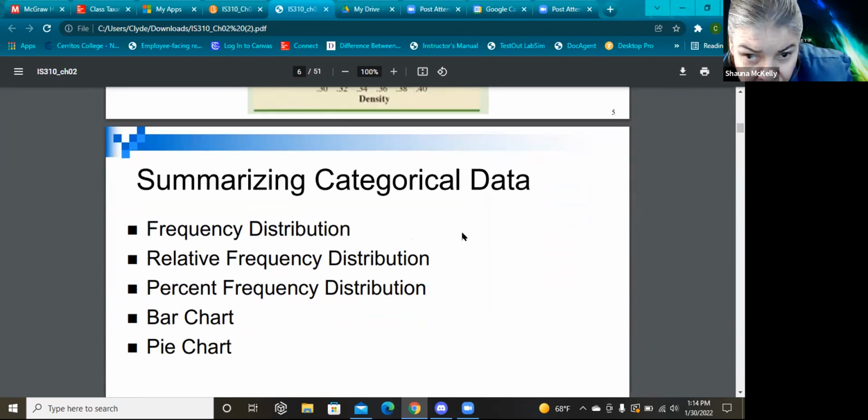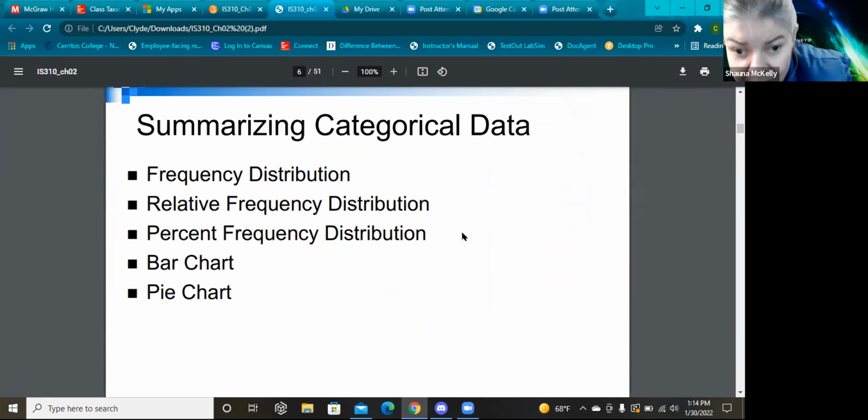Okay, so summarizing categorical data. Here's what you would do. These are the kinds of graphs that you would use for categorical data, things that are going to be measured on a nominal or an ordinal scale, usually. So you have a frequency distribution, a relative frequency distribution, which we saw in the homework. We did a lot of those. A percent frequency distribution. You have a bar chart, you have a pie chart.